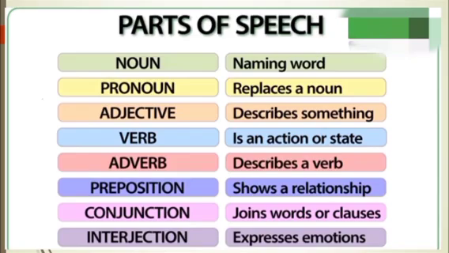A preposition shows a relationship or connection between things. A conjunction is a joining word. They connect two parts of a sentence. An interjection expresses strong feelings or emotions.